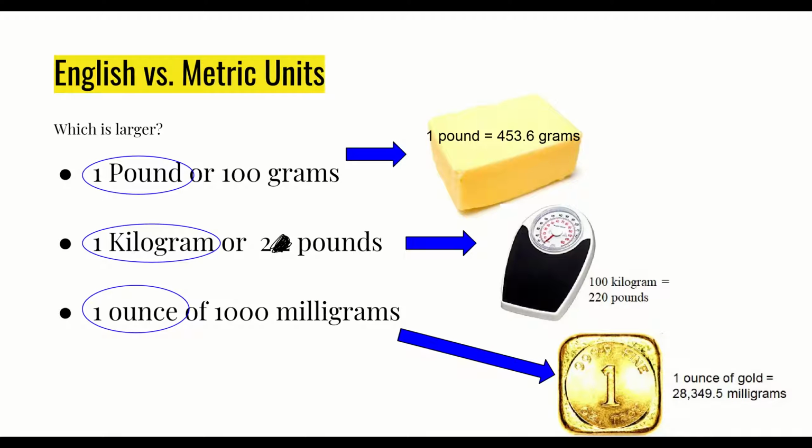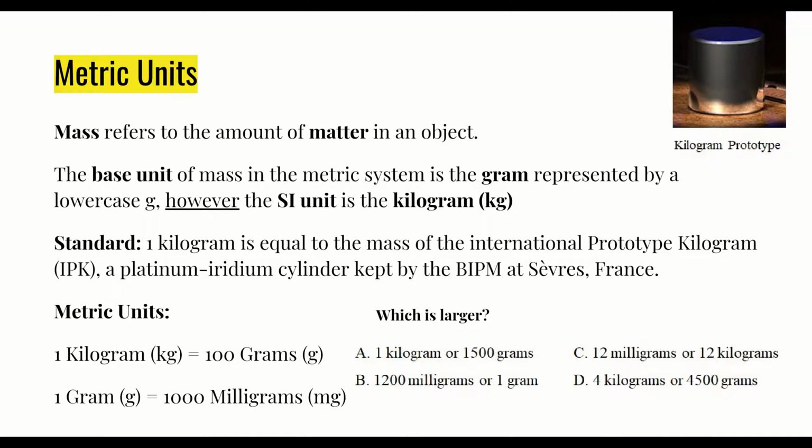All right, we're going to be on to our next section here on metric units. Make sure you're highlighting the words in your notes, as well as marking those important pieces of information. Now, mass refers to the amount of matter in an object. The base unit of mass in the metric system is the gram. Okay, remember base units, they don't have that prefix. And it's going to be represented by a lowercase g.